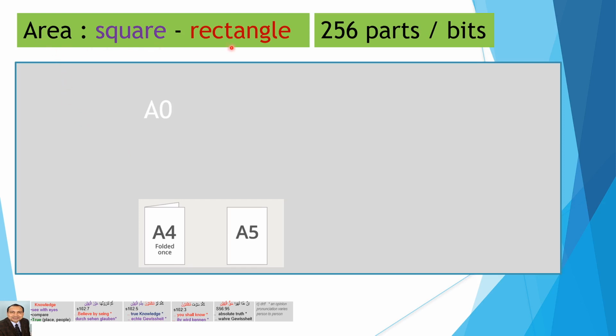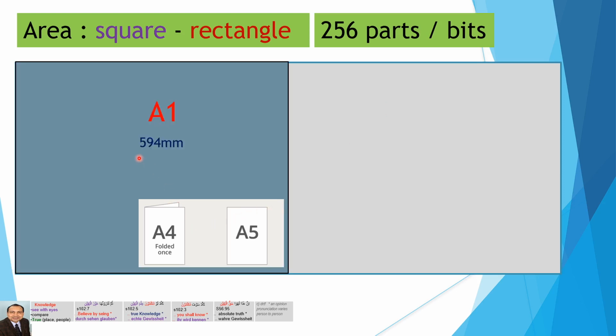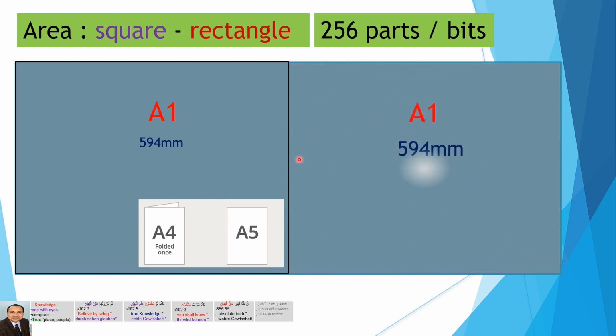Area, square, rectangle. How to get 256 parts? You have an A0 size paper or page, and then fold the long length. Once folded, you will get two A1 size sheets. Just see. So now you have two A1 equal parts.